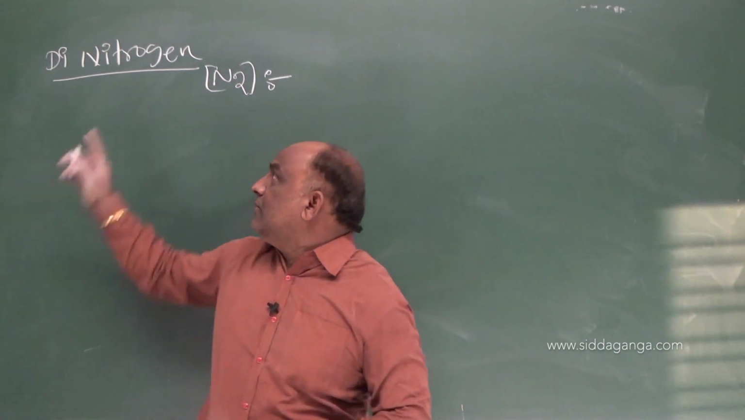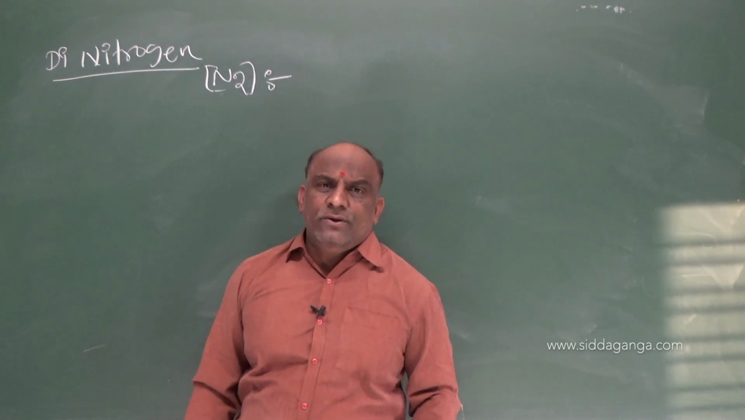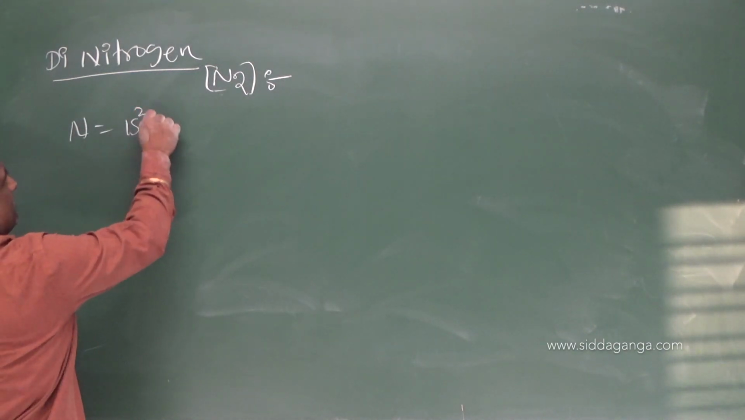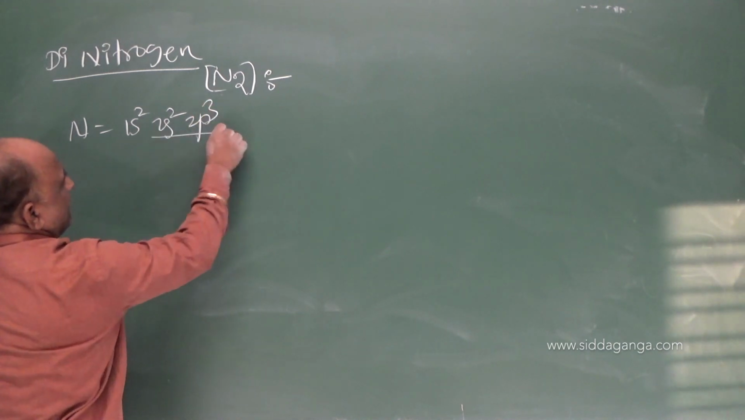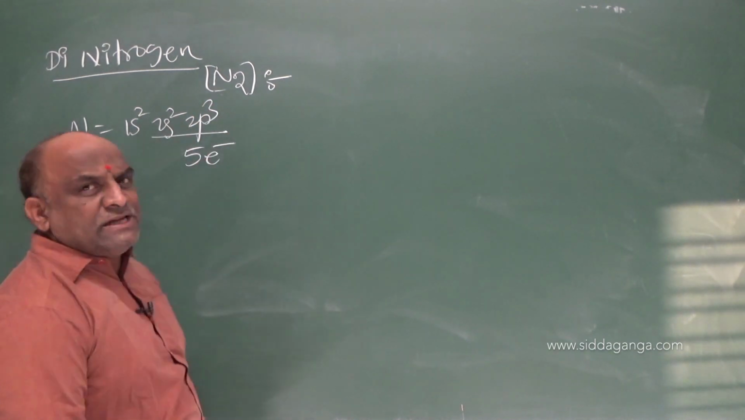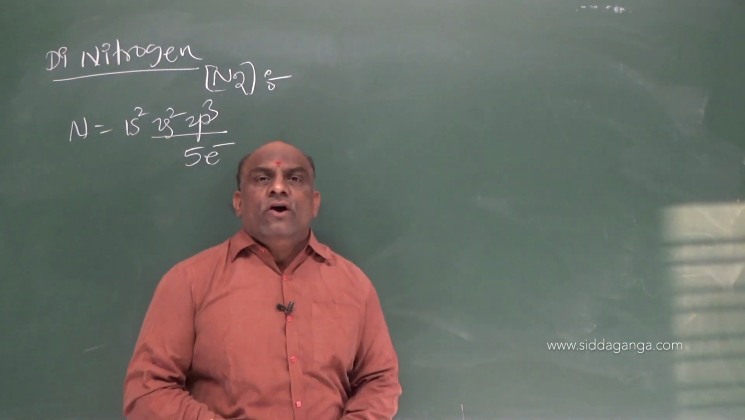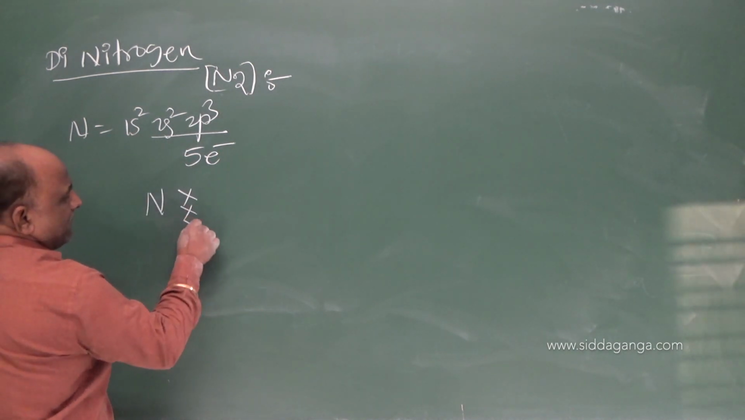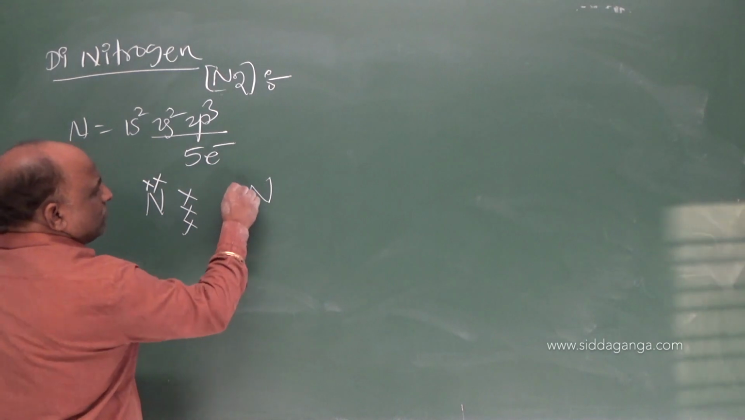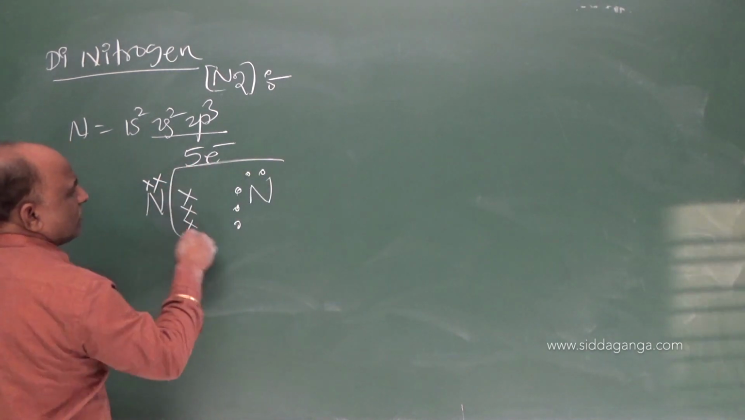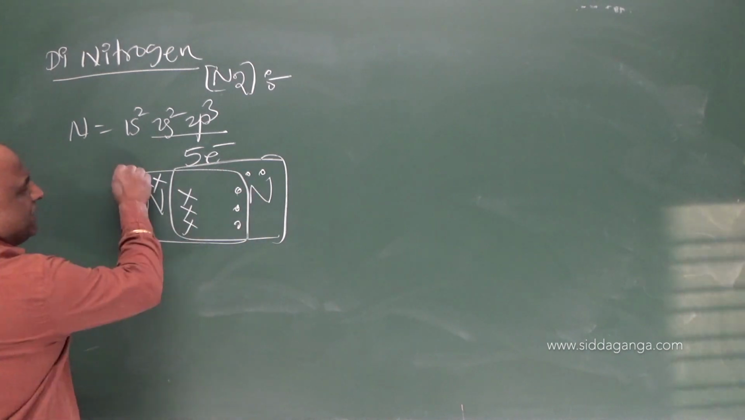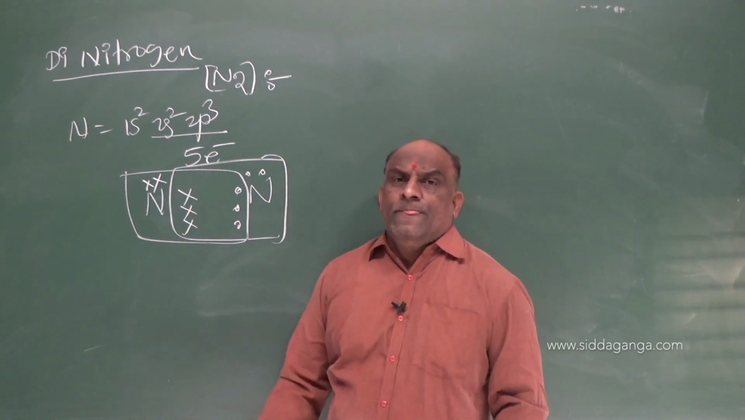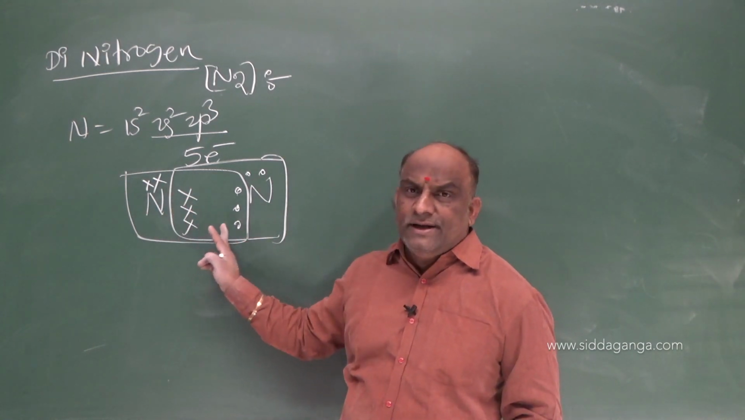Dinitrogen, molecular formula N2. Nitrogen's electronic configuration is 1s2, 2s2, 2p3, so 5 electrons are present in the outermost shell. For an octet it requires 3 more electrons. Formation of which bond takes place between 2 nitrogen atoms? A triple bond takes place between the 2 nitrogen atoms.